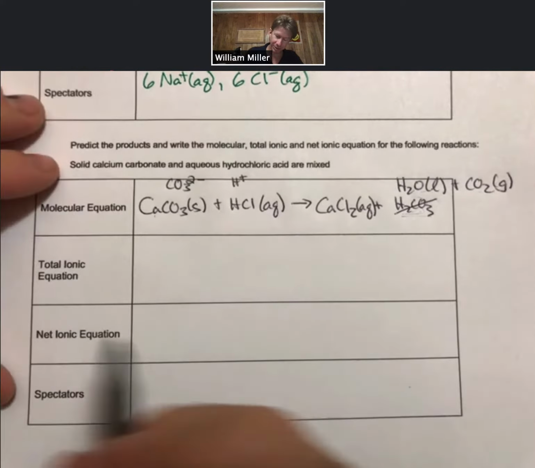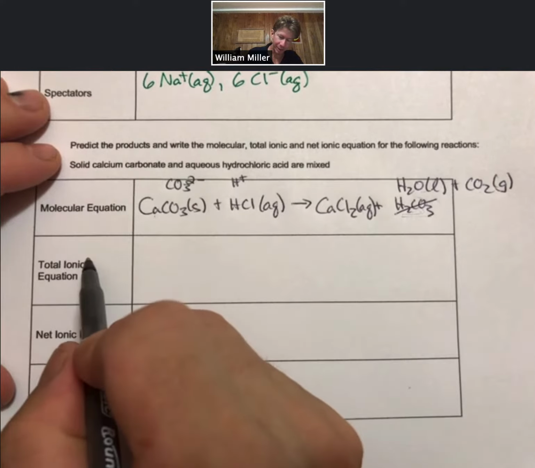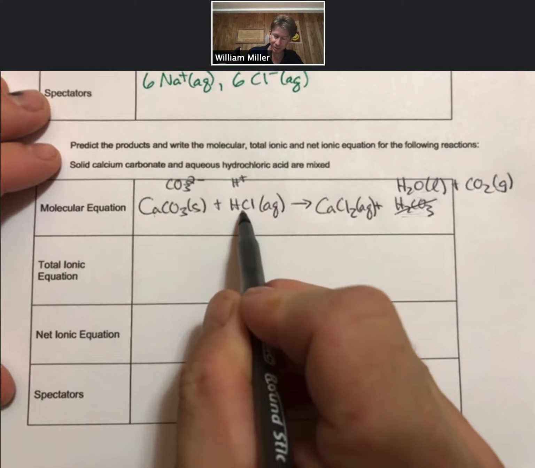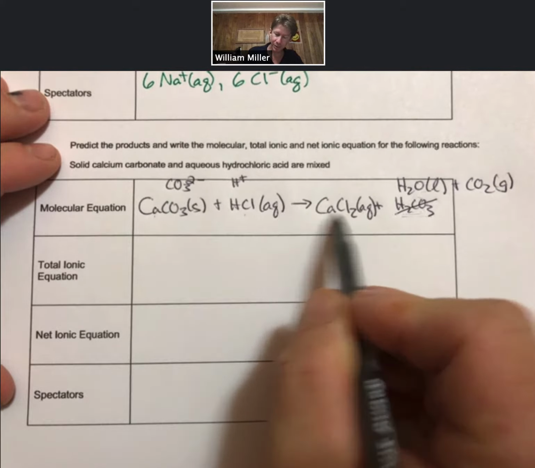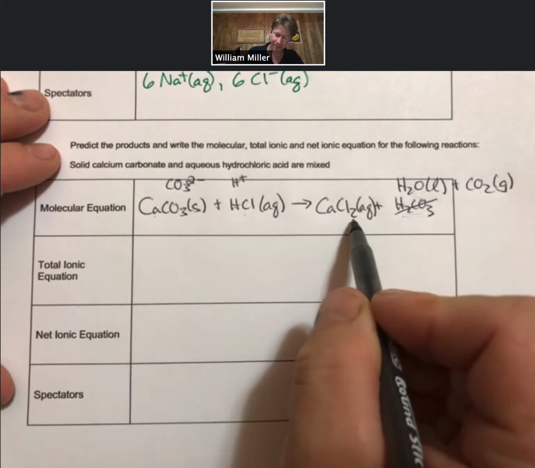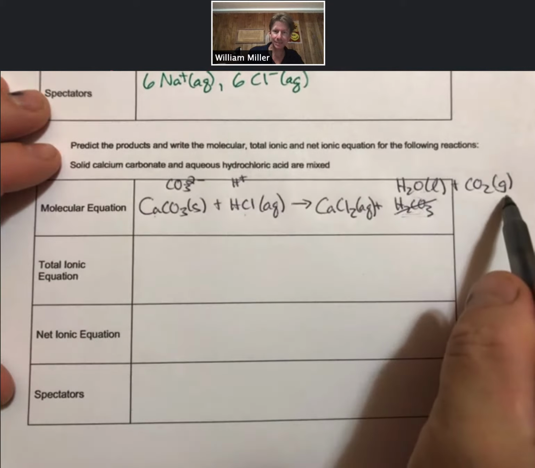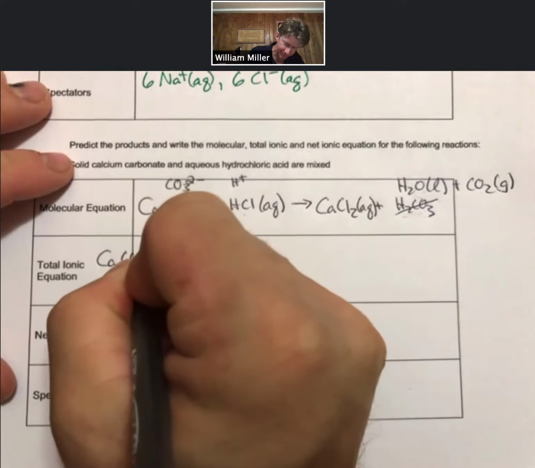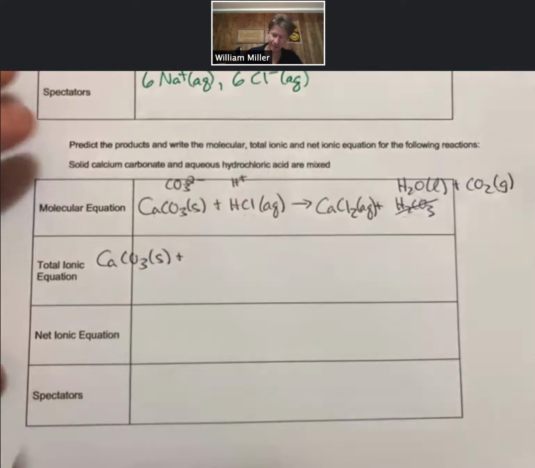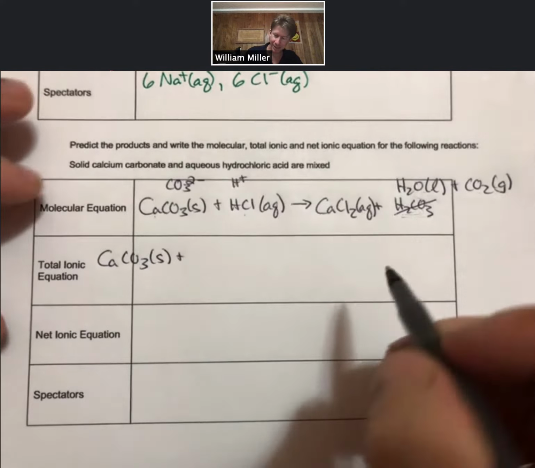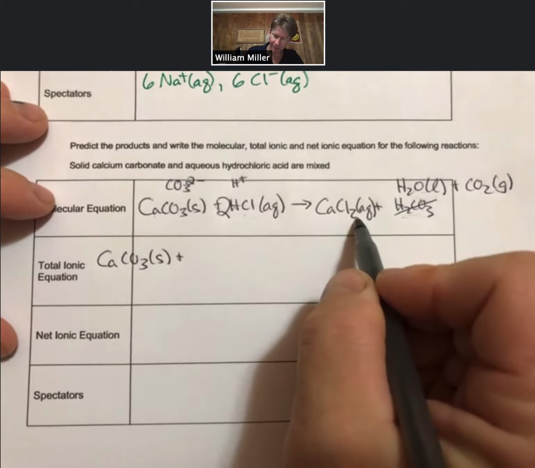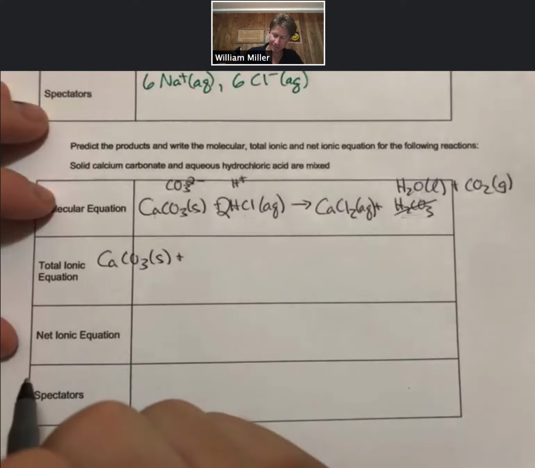From here, to make our total ionic equation, anything that is a strong electrolyte, like hydrochloric acid and calcium chloride, is going to break down into ions. Solids, liquids, and gases stay together. So calcium carbonate stays together. Oh, again, I always forget to balance it. I have 2 hydrogens, so I need 2 hydrochloric acids. I have 2 chlorides on both sides, so that should balance it.